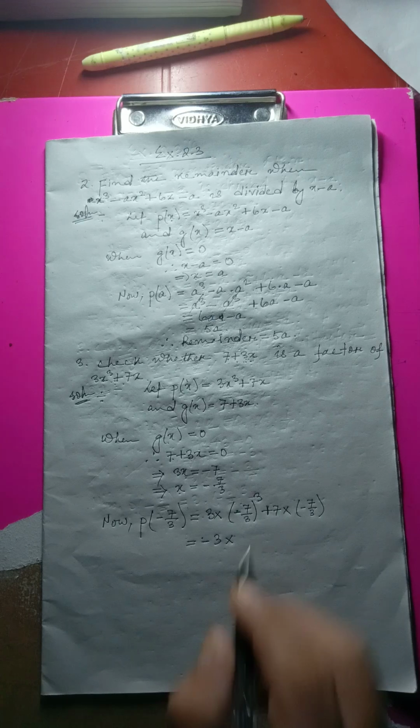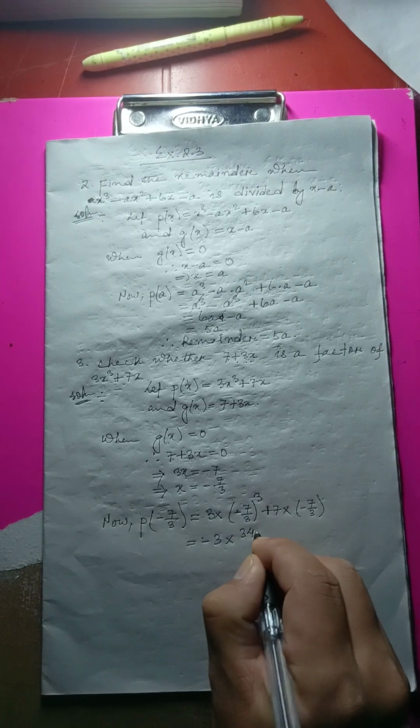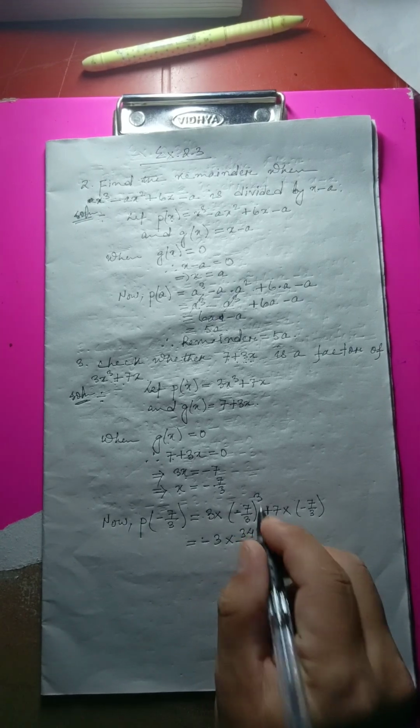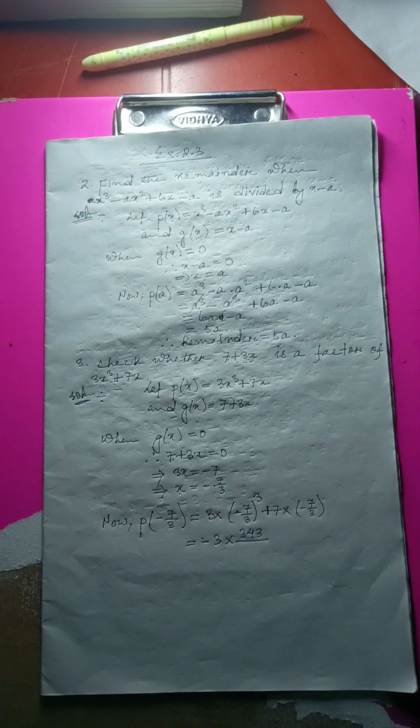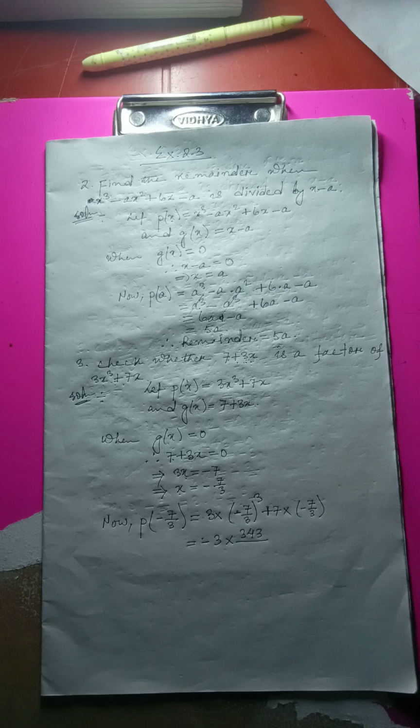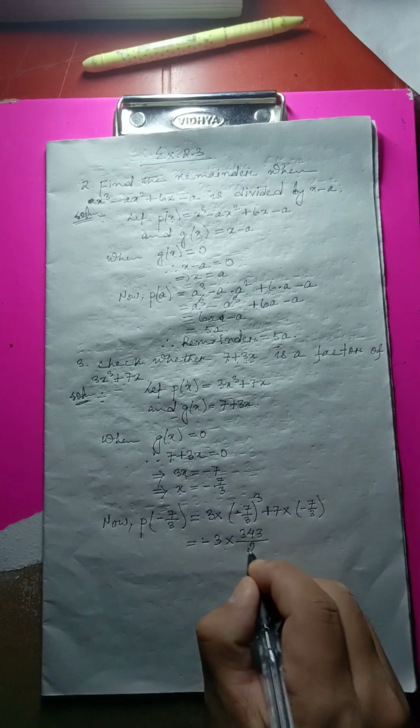7 cube means multiplying 7 three times. If you multiply 7 into 7, that will give you 49. And if you multiply 49 with 7, how much will you get? You will get 343. Let us write 343 here. And 3 cube, that is multiplying 3 three times. If you multiply 3 two times, then you will get 9. If you multiply three times, then how much will you get? That is 27. Just write it here.